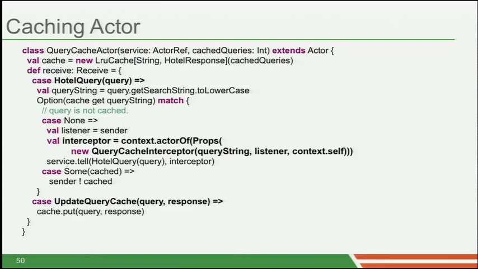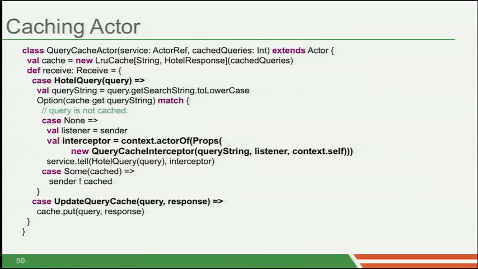I have an LRU cache. This is really, really lazy. It's a Java linked hash map or whatever, and it evicts the oldest entries. It just has the query string and then the hotel response that the search tree gave us. That's what's in cached queries. And there's a number of them that's configurable in the actor, in the constructor. This cache queries int is how many we want to cache.